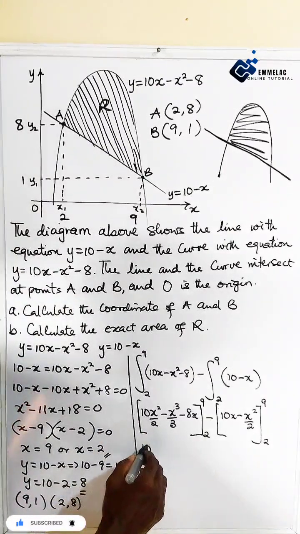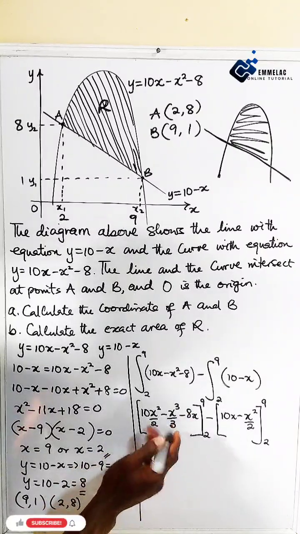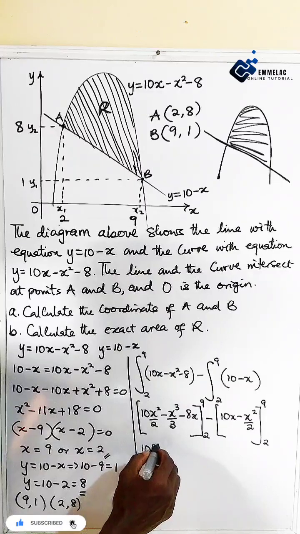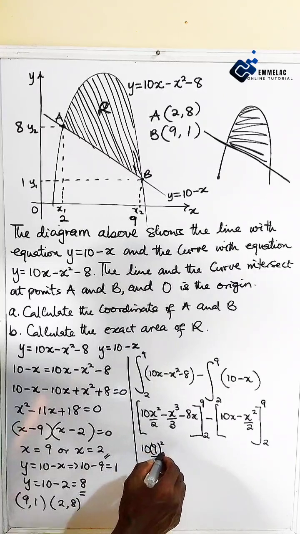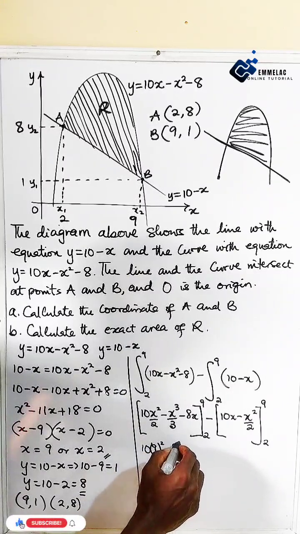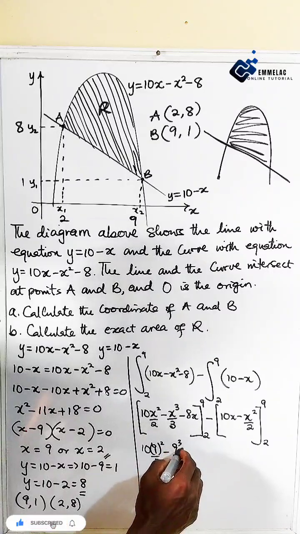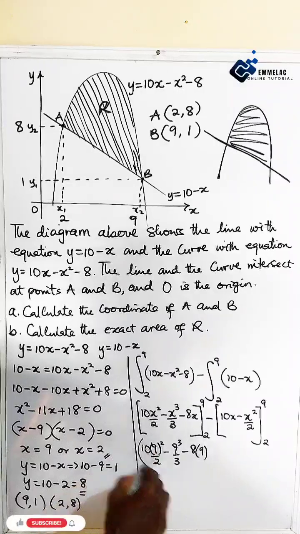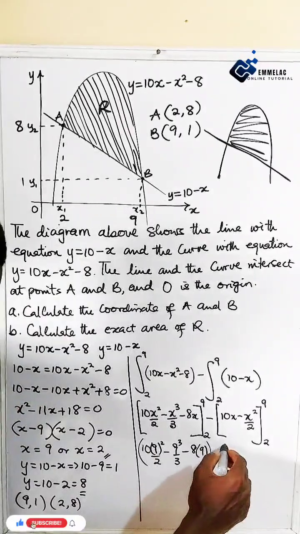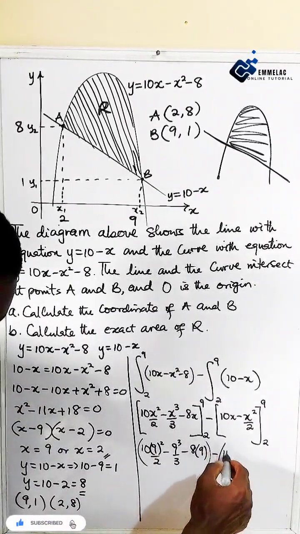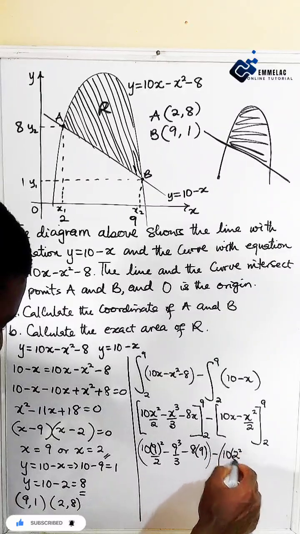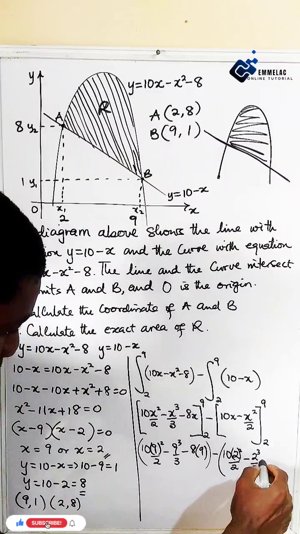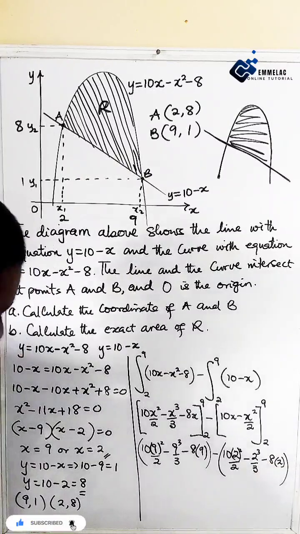Here we have 10, then we plug in the value of 9. So that will be the value of 9 for x minus the value of 2 for x here. So here we have 9 to the power of 2 all over 2, then minus 9 to the power of 3 all over 3, then minus 8 times 9. Then minus, here we have 10, then for the 2 raised to the power of 2 all over 2, then minus 2 raised to the power of 3 all over 3, then minus 8 into 2. Okay, all right, that is that for that.